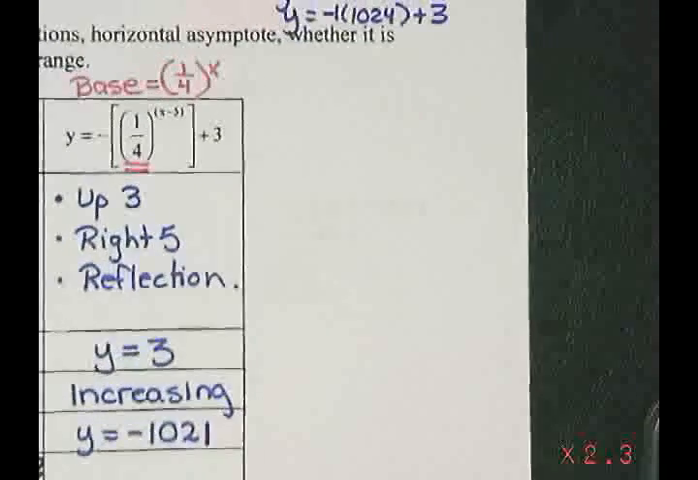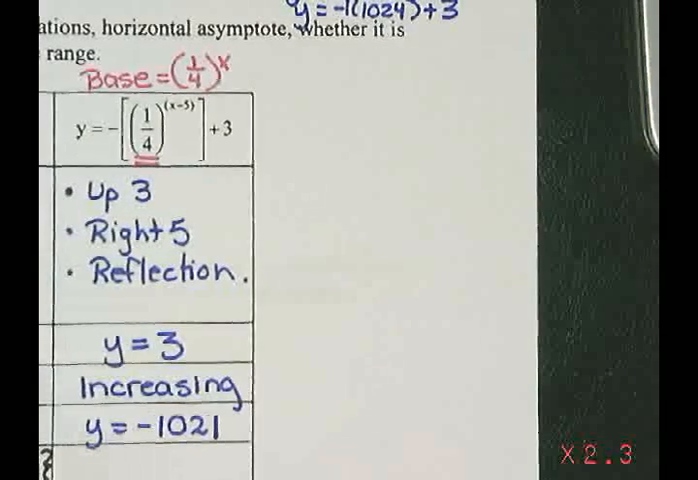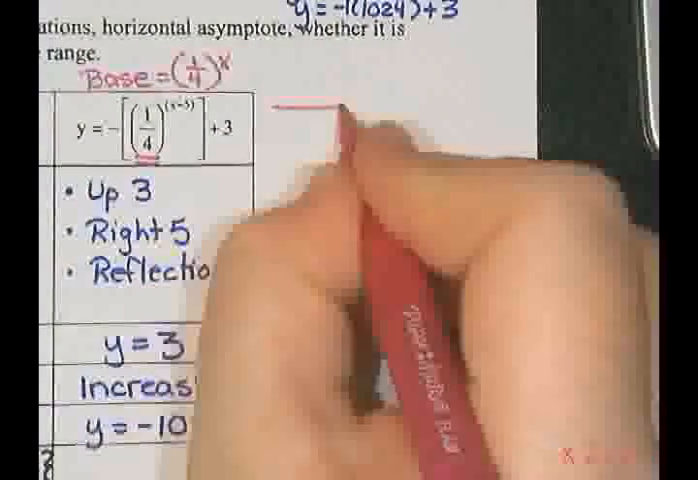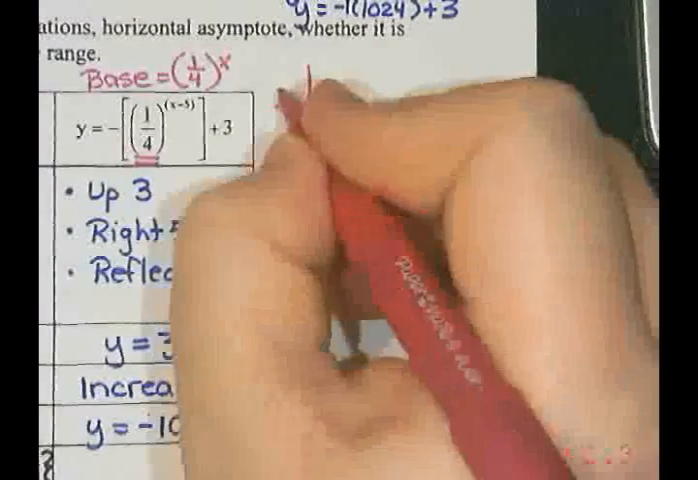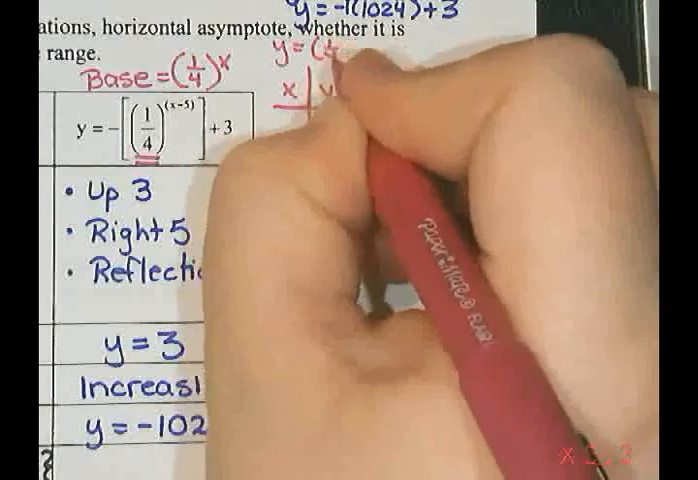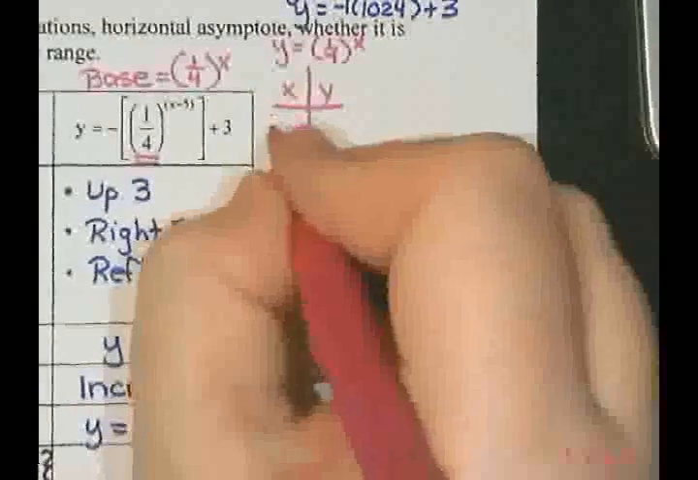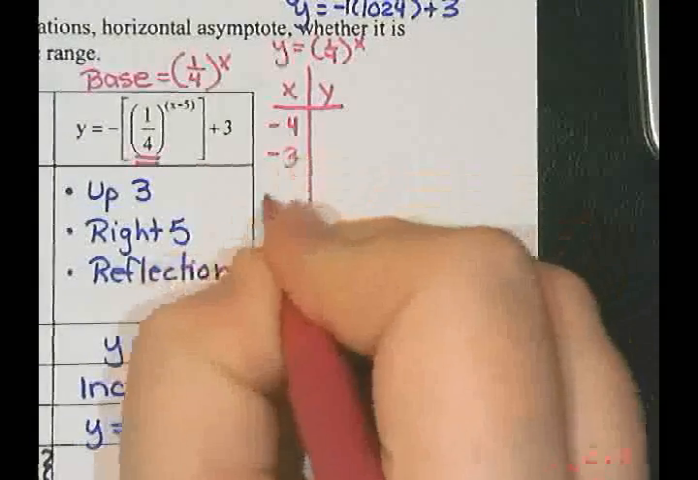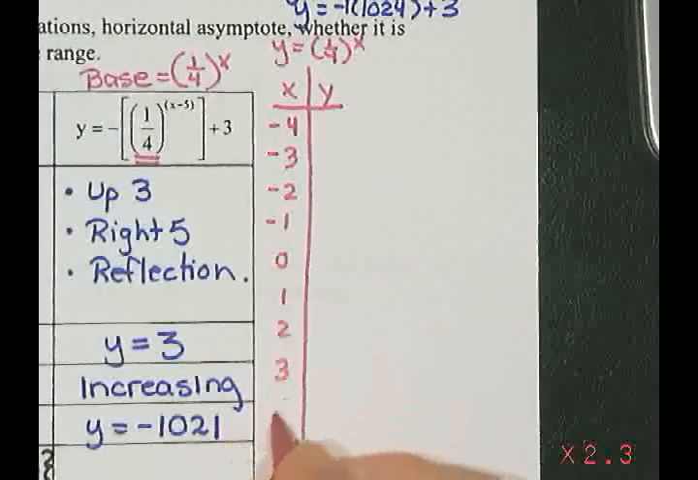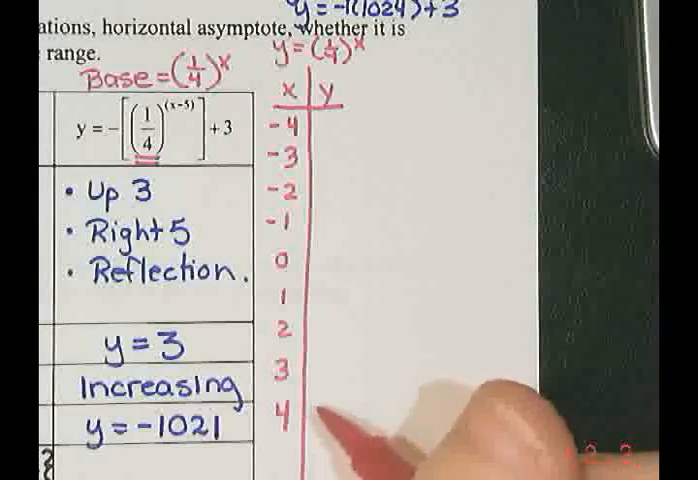So to do the graph, what we want to do is start by making a table of values for our base function. So the base function is 1/4. So I'm going to make a table of values for y equals 1/4 to the power of x. So I like to pick the numbers between negative 4 and 4. And I like to start with the positive numbers at the bottom.